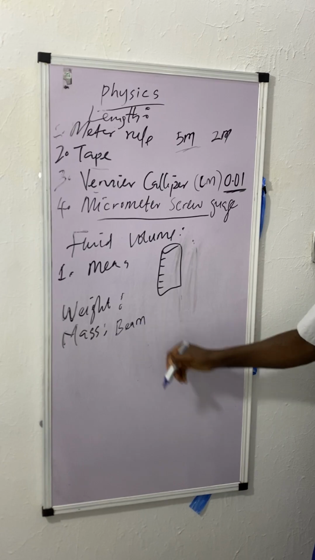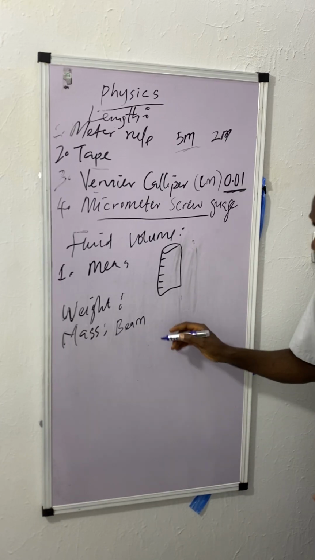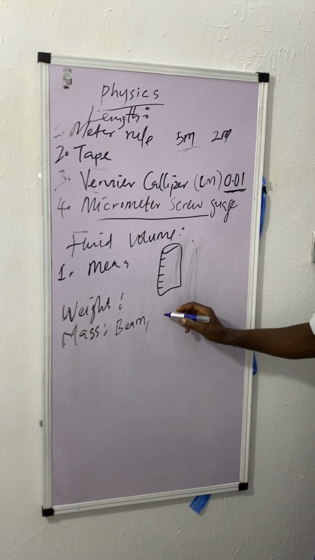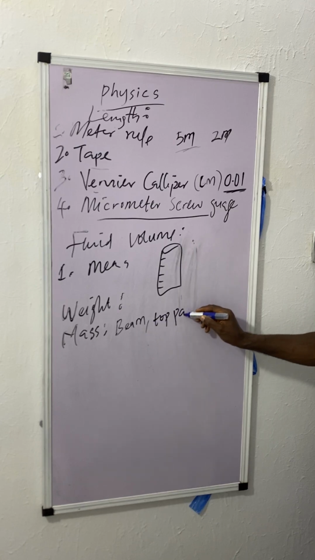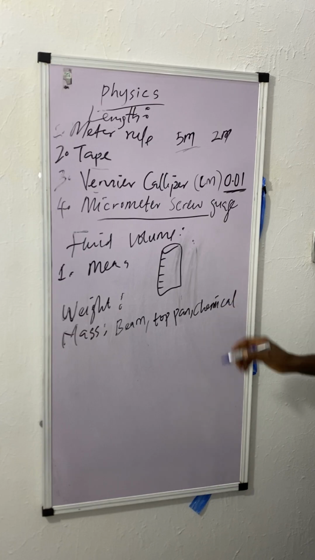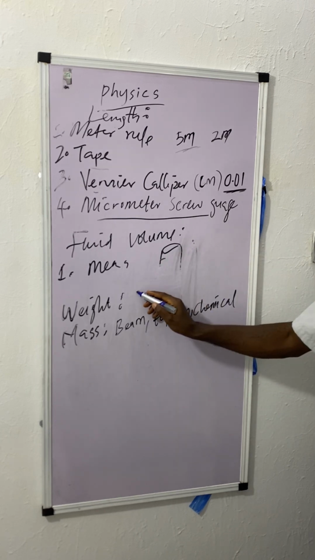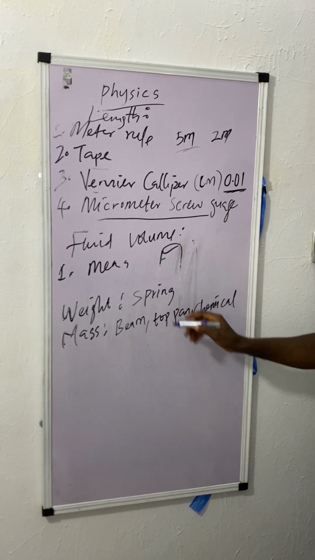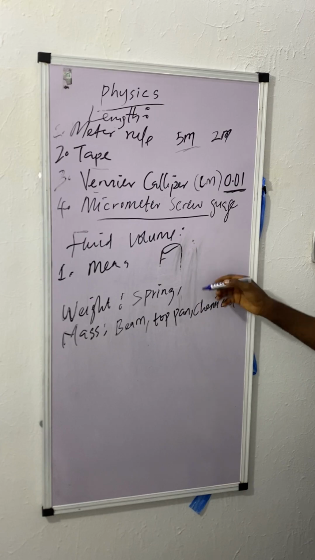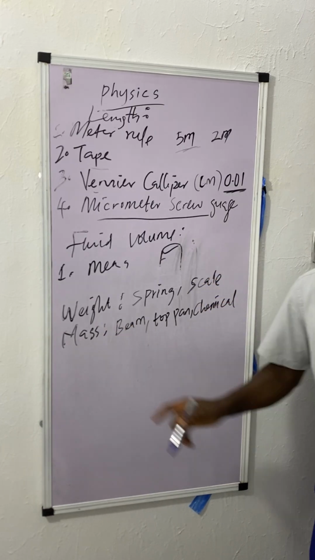All right, or the balance. Most of the balance apart from spring balance. We can use beam, we can use top pan, we can use chemical balance. All right, beam, top pan balance, chemical balance, all these balances, we can use them to measure mass. Then when we want to measure weight, what are we going to use? We use spring balance, and also we can use scale. All right, measuring scale. Remember that weight is force.